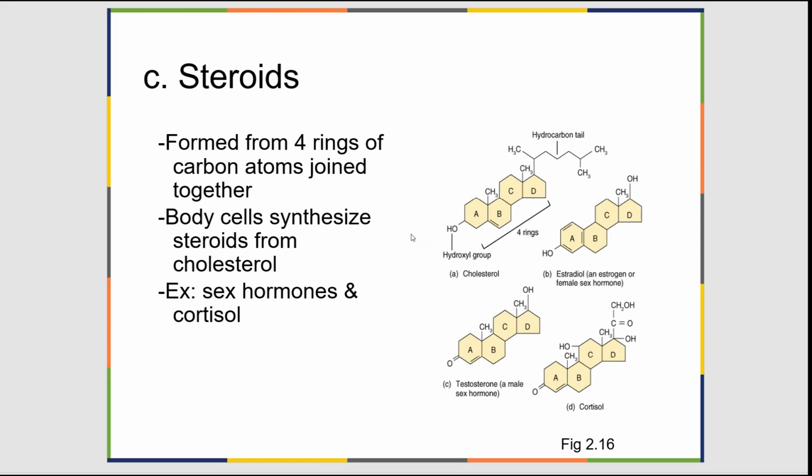Steroids. Steroids are rings of 4 carbon atoms joined together. We can synthesize these steroids from cholesterol, which is a type of fat, and we can break things down and put things together to make our sex hormones and cholesterols and all kinds of other steroids.